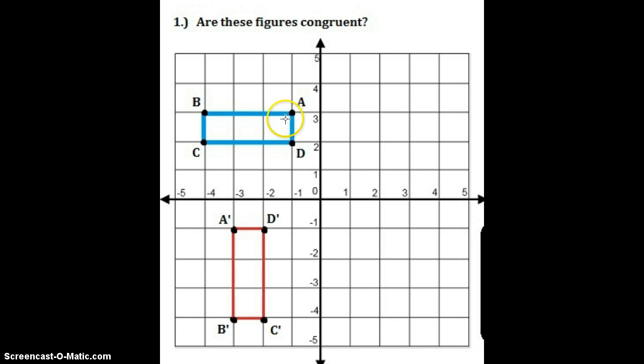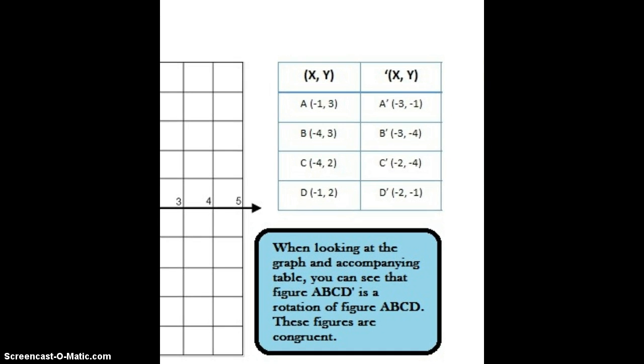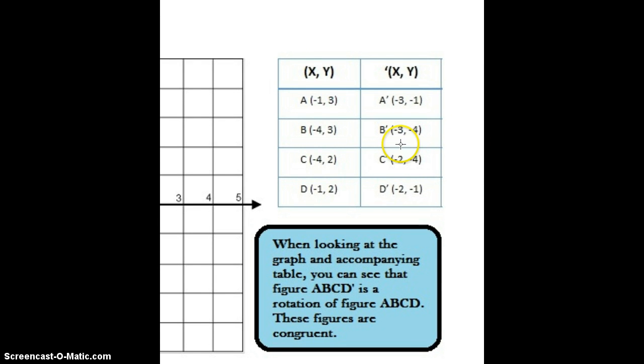Our original rectangle right here, rectangle ABCD, if we were to take, say, point A, which coordinates would be -1, +3 for the ordered pair, we could see that our new ordered pair, when we go to perform our transformation as a rotation, the numbers here would switch. So instead of -1, 3, we would have 3, 1.